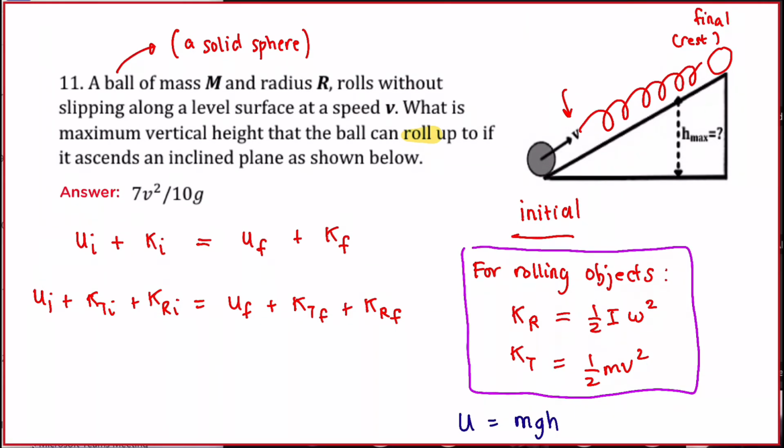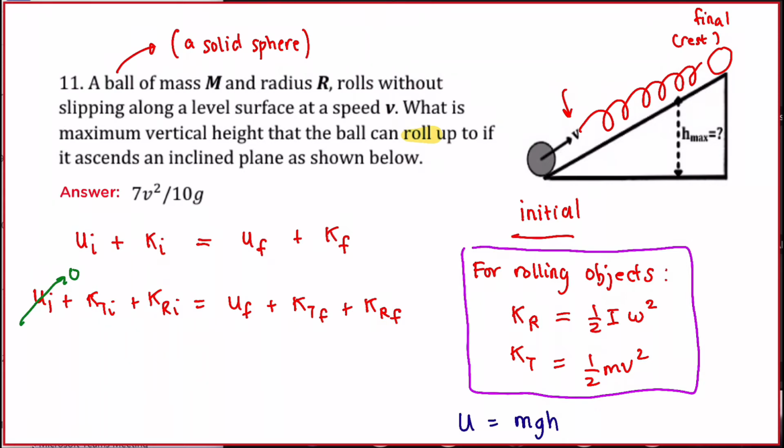Can anybody tell me why initial potential energy is 0? Why is initial potential energy, or UI, equal to 0? Please raise your hand, and then I will let you speak if I recognize your name. Yes, Muhammad Yusuf. Why is initial potential energy 0? Because Mr. the object is at rest and it's not moving.